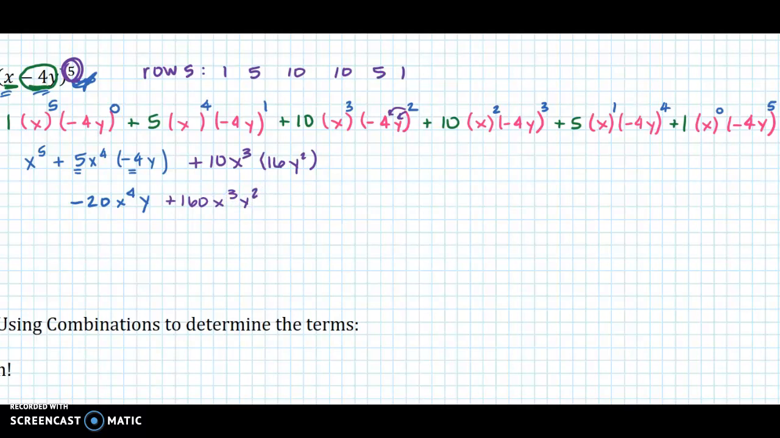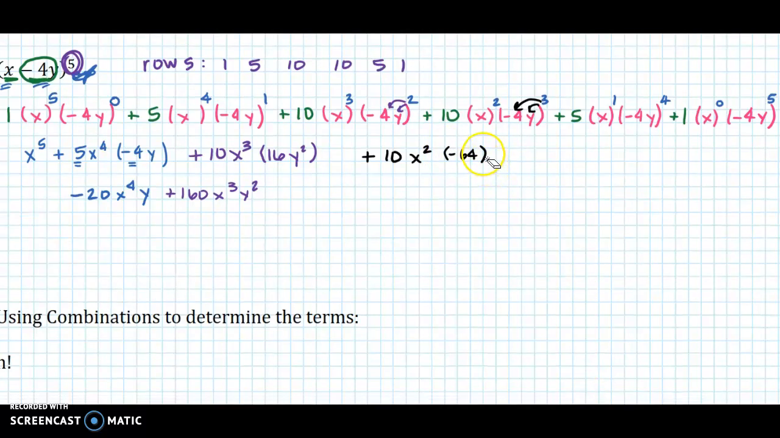So then looking at this term, we have to distribute the 3. So it's going to be plus 10x squared, and then negative 4 to the third power would be negative 64, and then y to the third. You have to cube both things. Which means when I simplify this, I multiply those two numbers, so this is going to be minus 640 x squared y to the third.